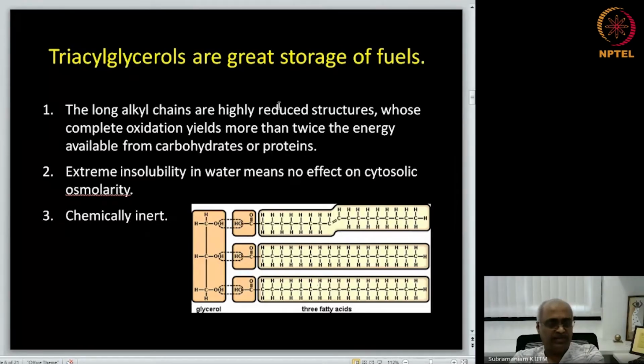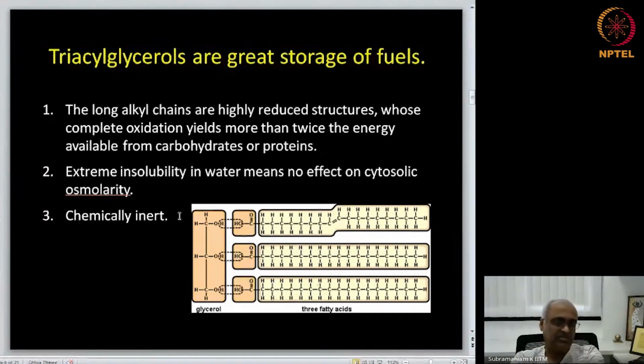So that is one thing. And second, because they are insoluble, they don't contribute to osmolarity. Their presence in the cytoplasm is not going to make water enter into the cell and swell up the cells. That's what will happen if you have glucose or amino acids present in the cytoplasm. So that problem is not there when you have the triacylglycerol way of storing.